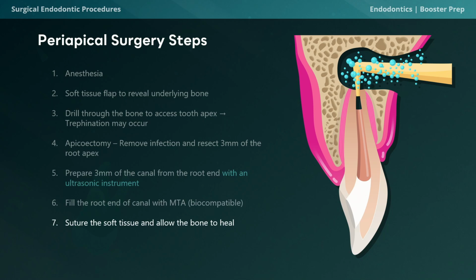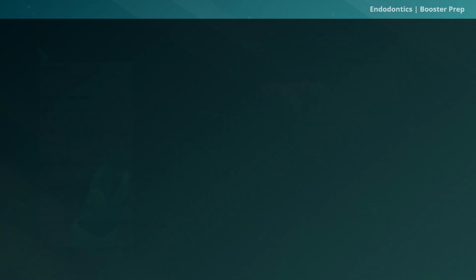Alright guys, that's surgical endodontics in a nutshell. Now let's reinforce everything we just learned with a couple practice problems.